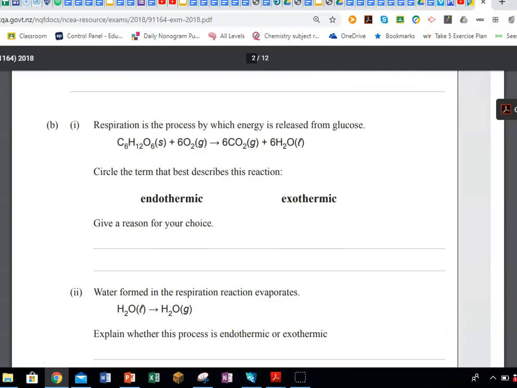Okay, and then respiration is the process by which energy is released from glucose. There's the formula, circle the term. Now, here's the key word, energy is released. It says it in the question. So this must be an exothermic reaction. It's exothermic because energy is being released. That's the only reason you need to provide.